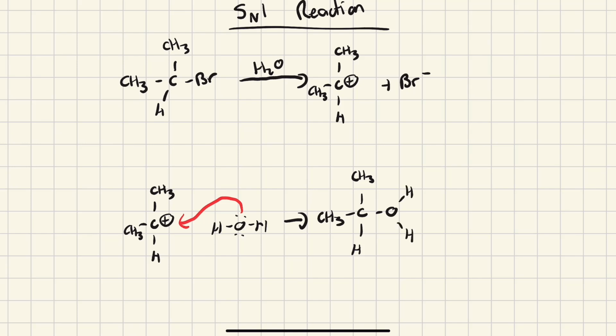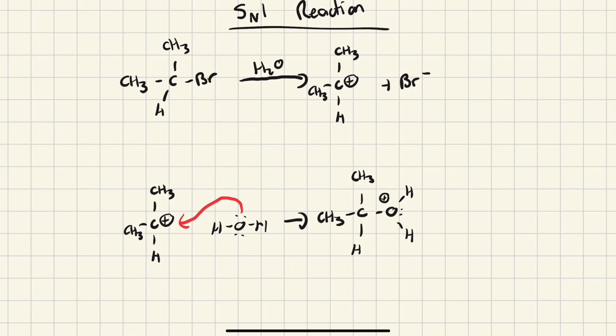Now, I'm not sure if I pointed this out on the last one, but when we attach our H2O molecule here, if we look at the formal charge of our oxygen, which only has 1 more lone pair, oxygen has 6 valence electrons minus 3 bonds minus 2 lone electrons. It's going to have a charge of +1.